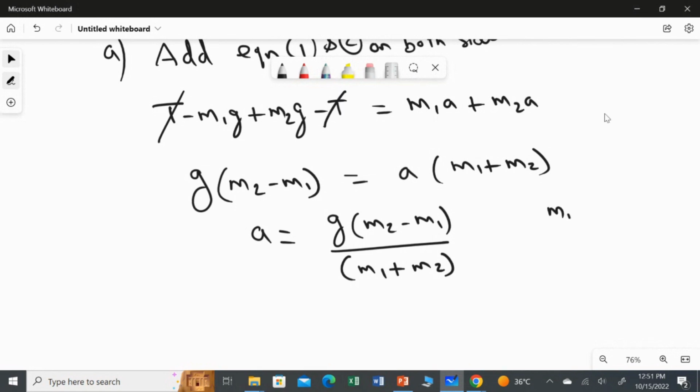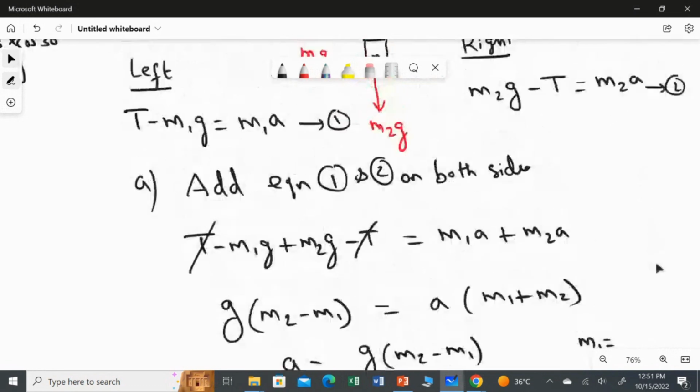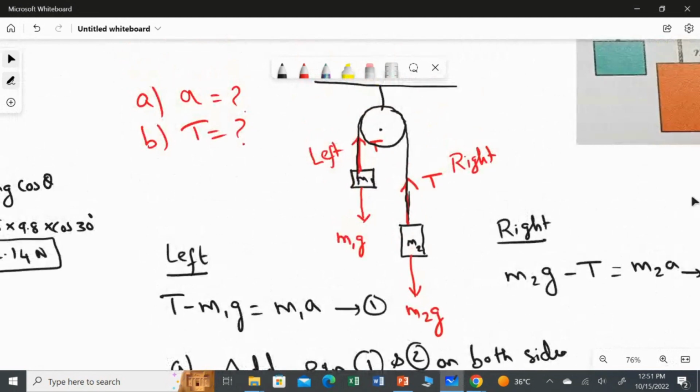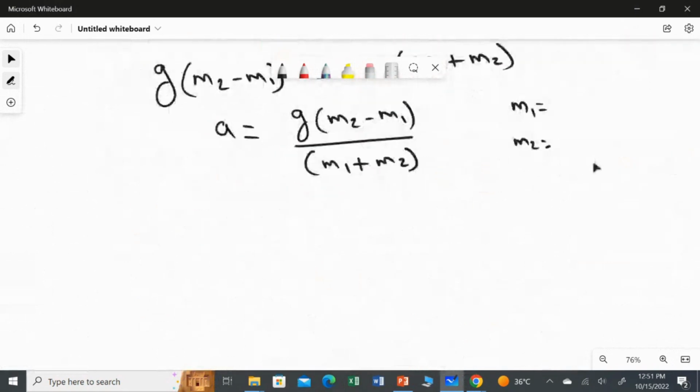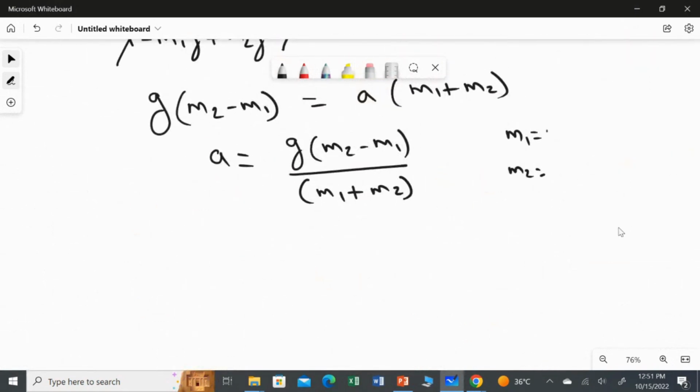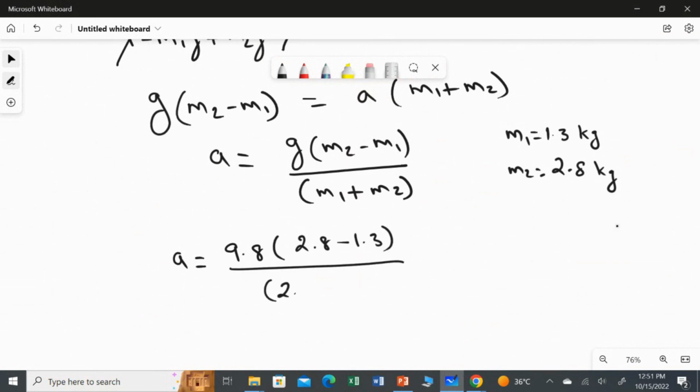So we have to use the values of m1 and m2. What's the value of m1? As we read the question earlier, what values do they give? m1 has the value of 1.3 kilogram, m2 has 2.8 kilogram. Clear? Now I am going to substitute the values here. So a is equal to g, the value is 9.8, multiplied by 2.8 minus 1.3 divided by 2.8 plus 1.3.